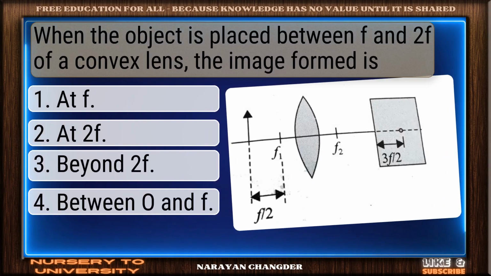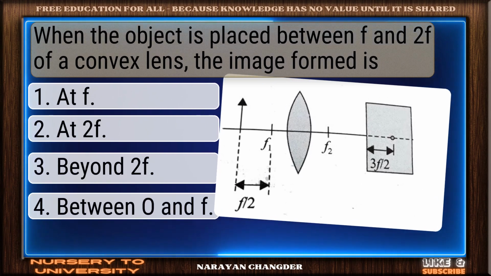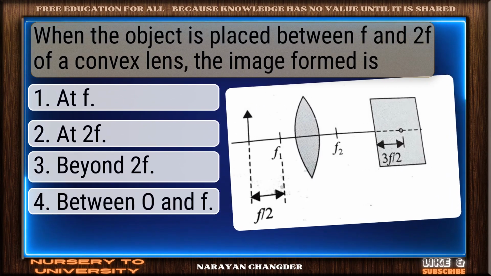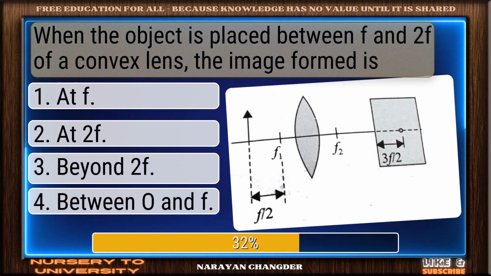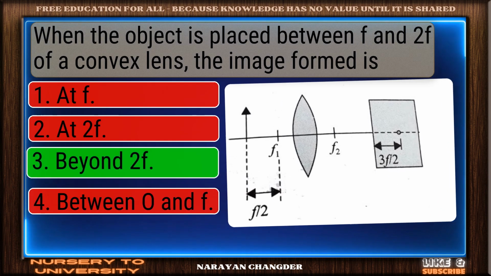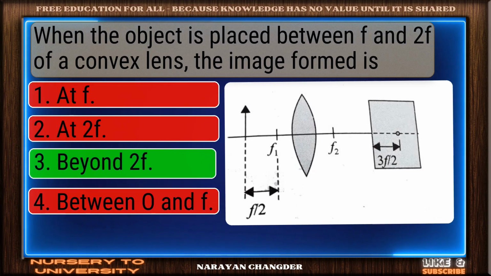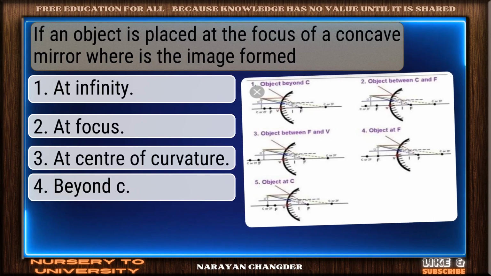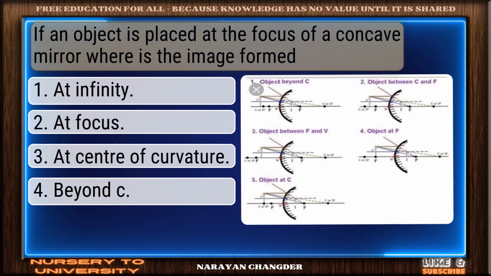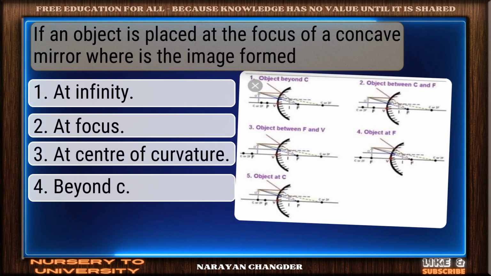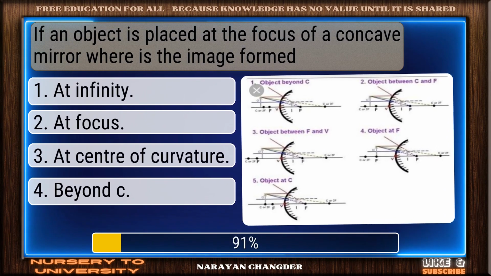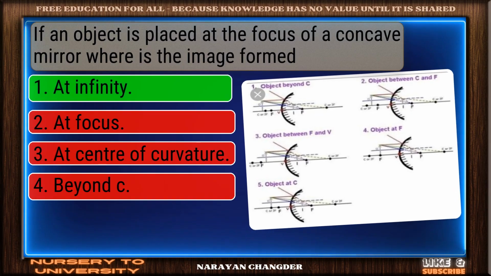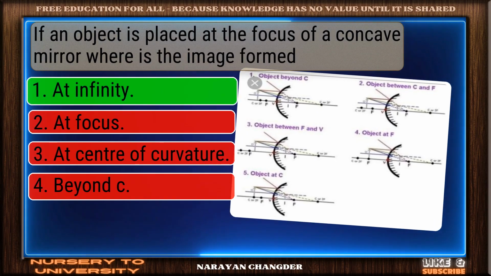When the object is placed between F and 2F of a convex lens, the image formed is... Nicely done. Beyond 2F is a solid answer. If an object is placed at the focus of a concave mirror, where is the image formed? Smart move. At infinity is an accurate answer.